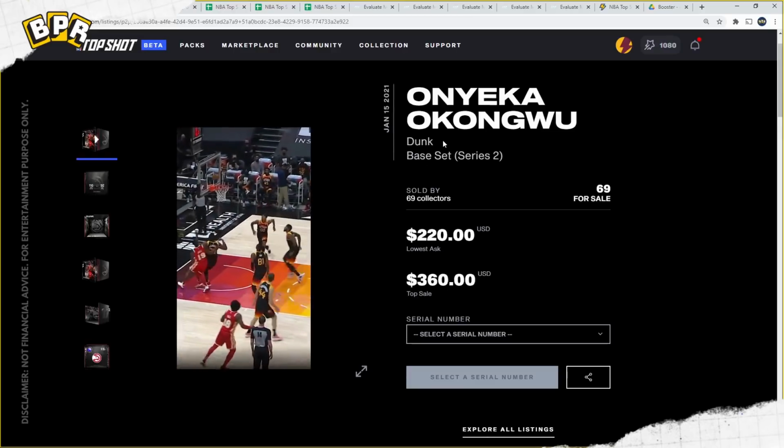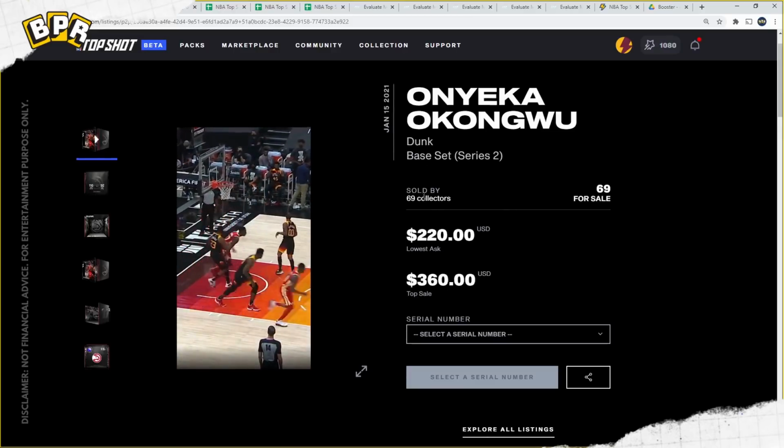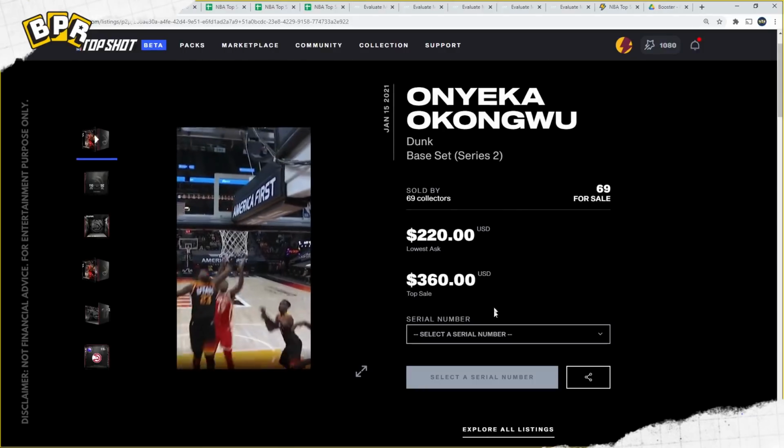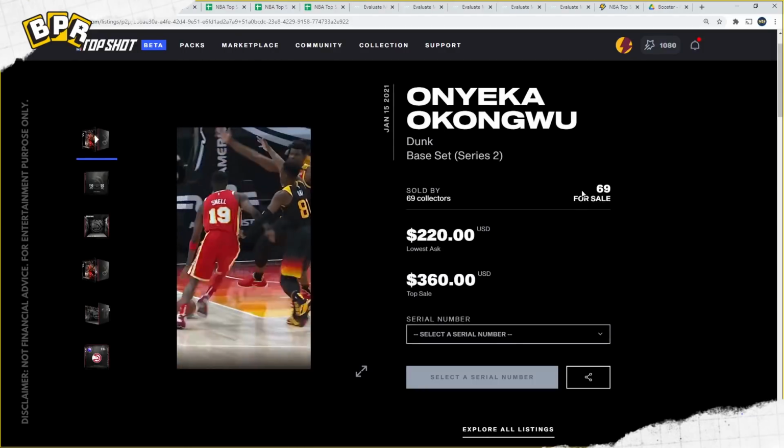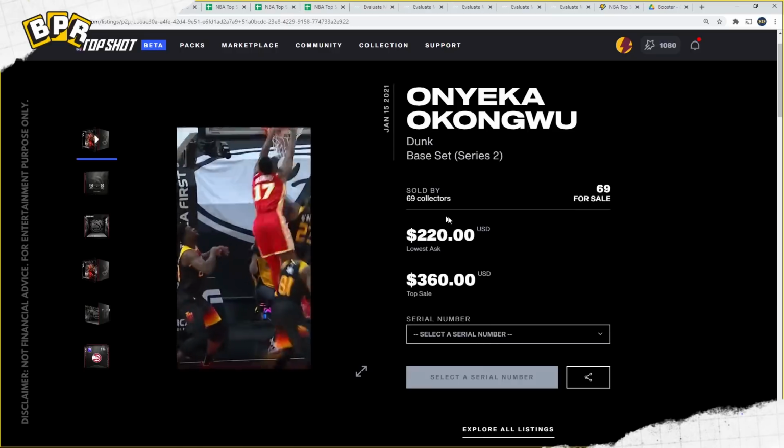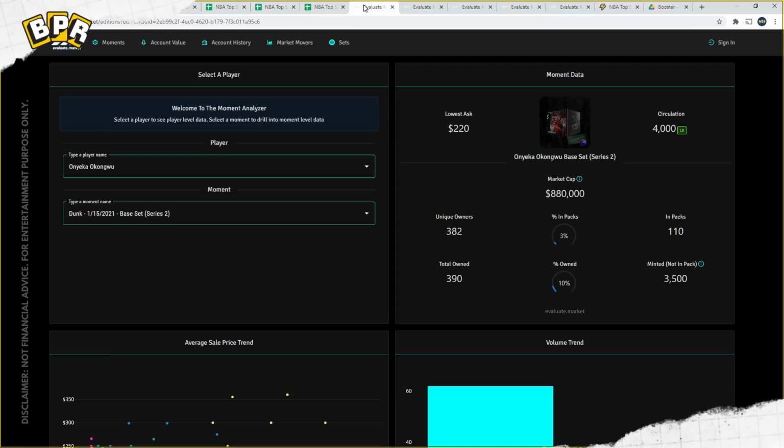As you can see, there are only 69 collectors at the moment and 69 for sale. This is considered a very low listing, and the reason for that is because a lot of those moments were not introduced in packs yet, so only a few packs were distributed, and there's still 3,500 left that are minted but not in packs. To find this information, you have to go to evaluate.market, go to moments, and search up the player and the type of moment.